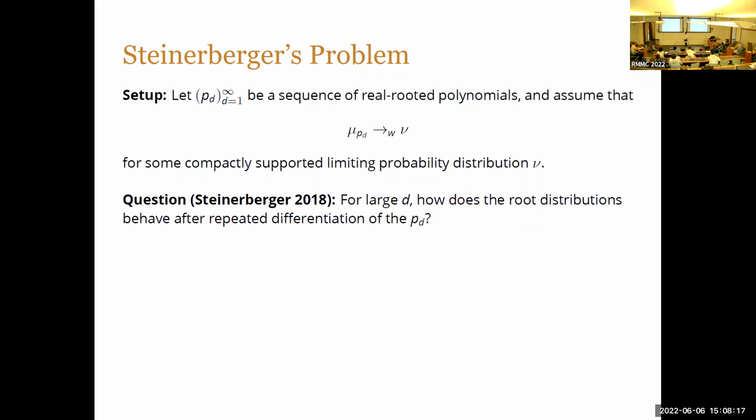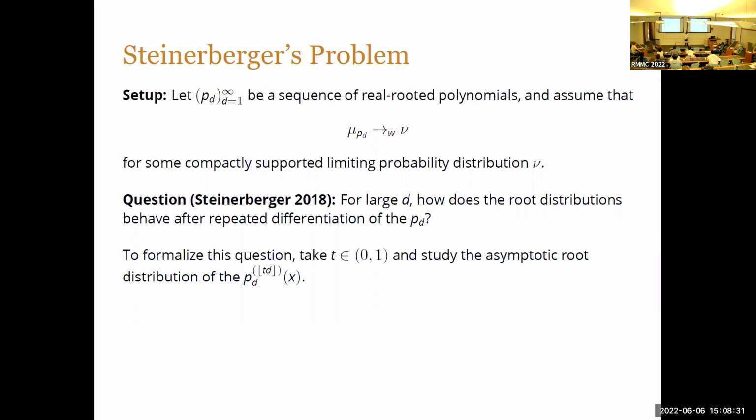And then Steinerberger's question was like, okay, well, if d is very large, I know that the root distribution looks a lot like nu. But what happens if I start taking a bunch of derivatives of the polynomial? How does that root distribution evolve? And to formalize this question, what he did is take some t between 0 and 1, and then take t times d derivatives of the polynomial, right? So you take a fraction of the degree of the polynomial in derivatives, and you ask, how does this distribution look as a function of t?